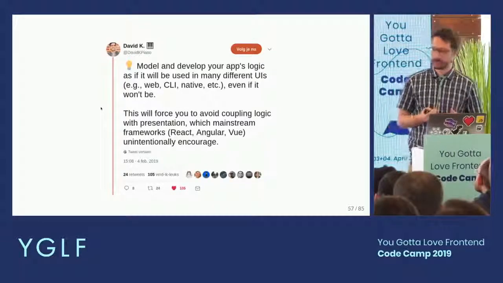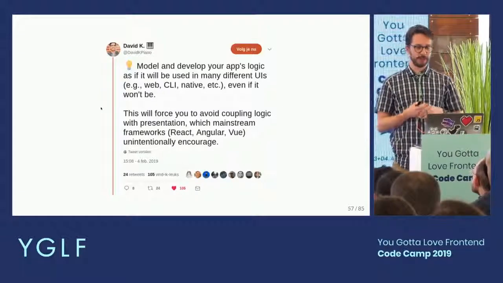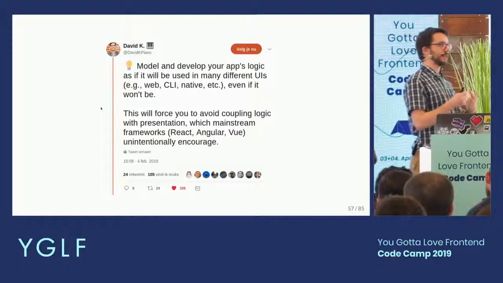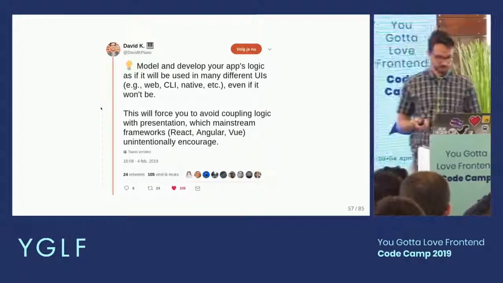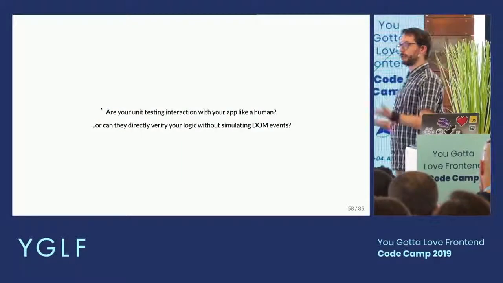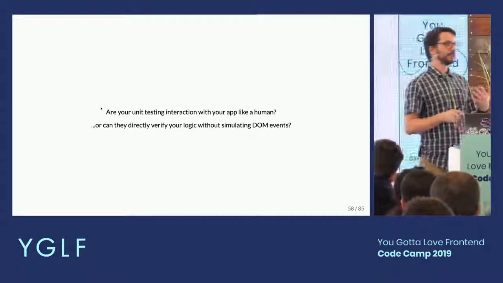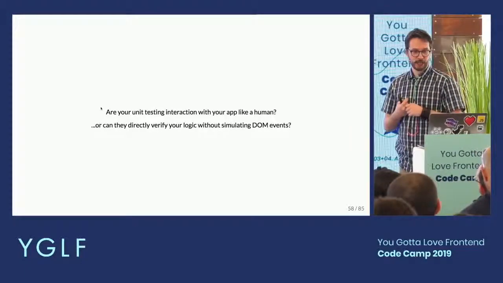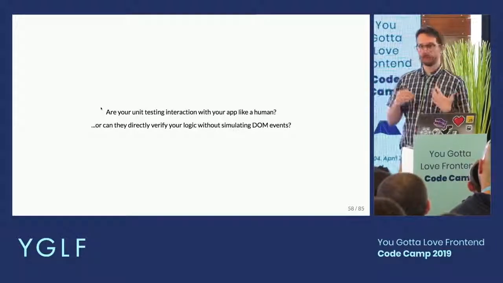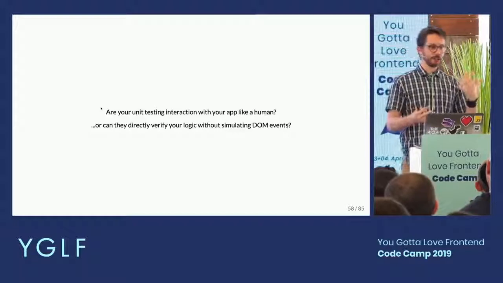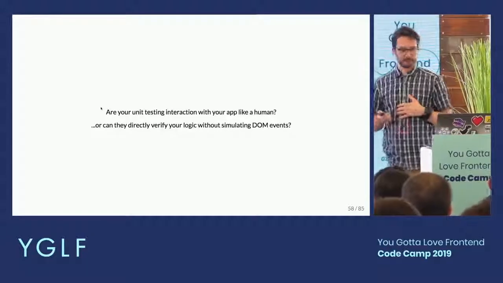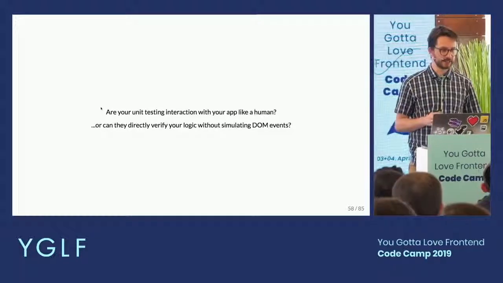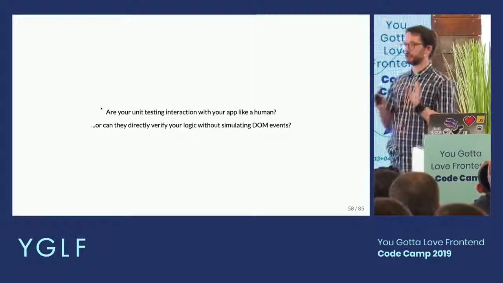And so the author of Xstate says this about it: model and develop your application's logic as if it will be used in many different UIs. Why? Because it makes sure that you're not accidentally coupling your logic with how it's represented. An interesting effect it has is that if you're writing your unit tests and you're always reasoning about components, then your unit tests start to behave like a human, like they start to click buttons and fire events and those kind of things. But if you take the other approach, then your unit tests start to behave like an API consumer. They're just calling your logical methods. And it might actually be the case that testing components isn't that interesting at all anymore. Anyway, so these are two entirely different philosophies. And one is not per se better than the other. But I just wanted to make you aware of this difference.